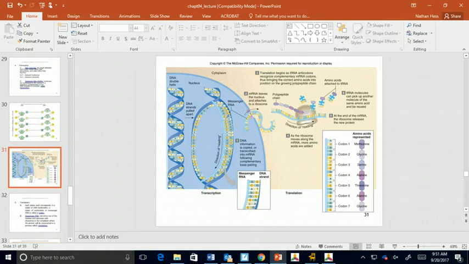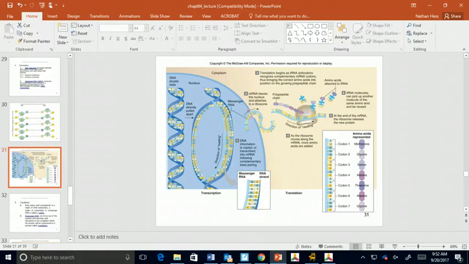Are you all with me here? The mRNA goes out of the cell now, and it's carrying that code, right? It has the code of how to make that certain protein. It takes that code where? To the ribosome. Why? Because that's where the proteins are made, right?